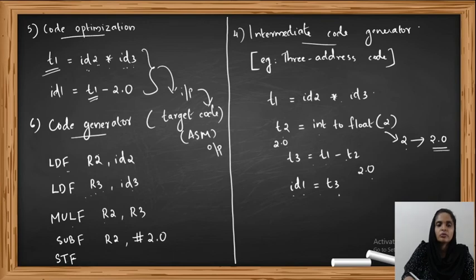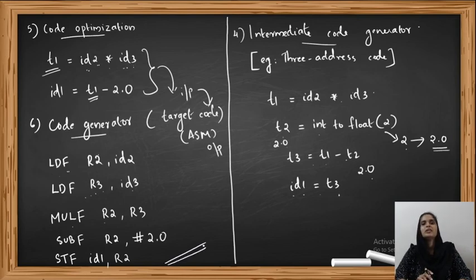So store float value. What's our destination? We have to store the result into ID1. So our destination is ID1. And from where do we have to store that value? The result is in register R2, right? So R2. So this is our last statement, that is, we are storing the value inside the register R2 into our destination ID1. So that is the final answer.